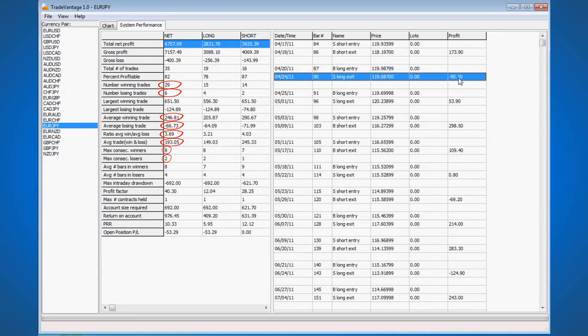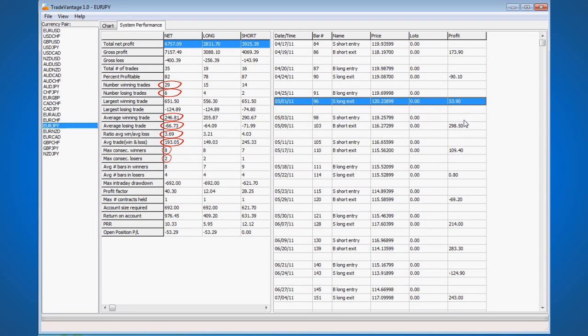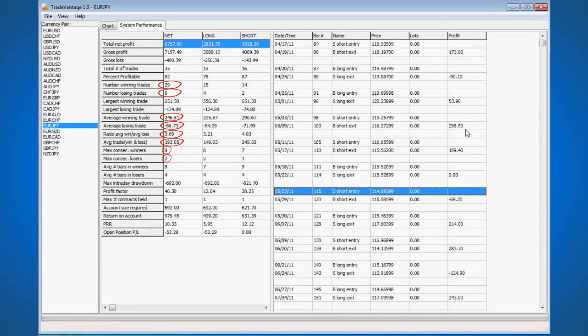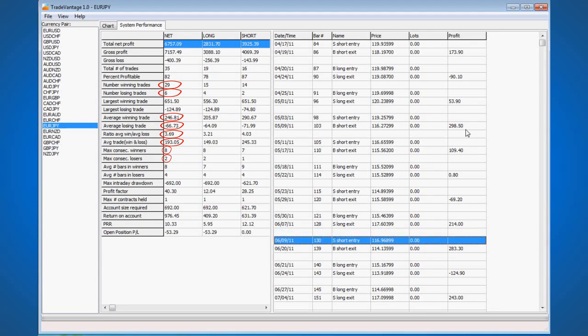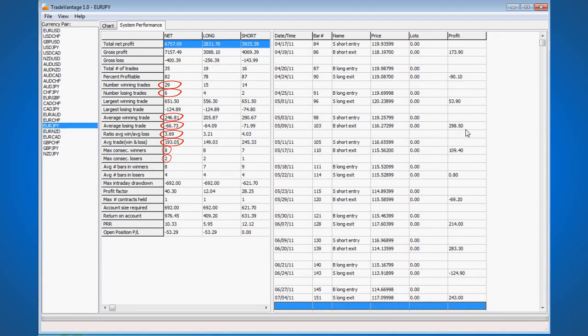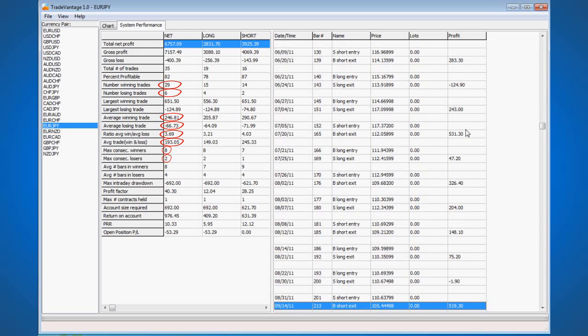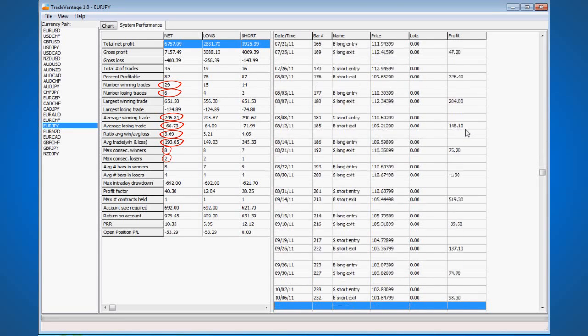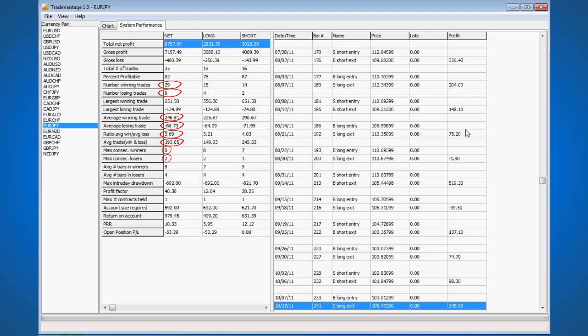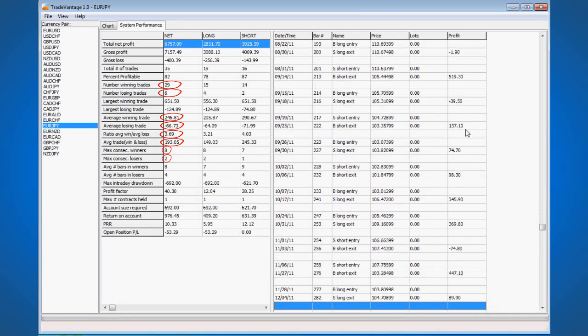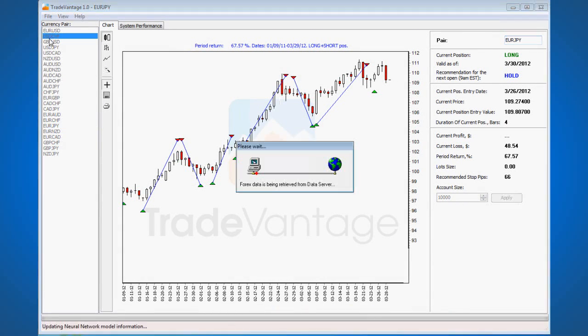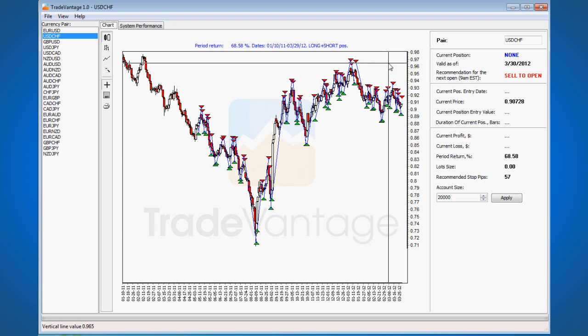Let's take a look here. We had a loss of 90 pips, several gains, a loss of 69 pips, several gains. We had a 124 pip loss. But again, the key is consistency in wins over losses and consistency in having our wins be substantially more than our losses. And that's what you have in Trade Vantage. In fact, we can look at multiple pairs. Look at the USD Chef. And it's going to give us all the same stats.